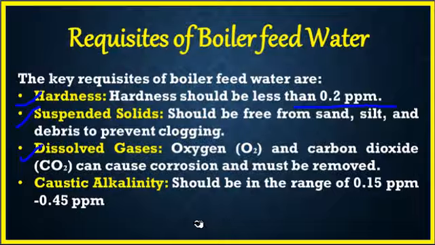Presence of dissolved gases. The oxygen and carbon dioxide may cause corrosion and these gases must be removed from the boiler. Caustic alkalinity. The caustic alkalinity in boiler feed water should be in the range of 0.15 ppm to 0.45 ppm. So these are some basic requirements of the boiler feed water.